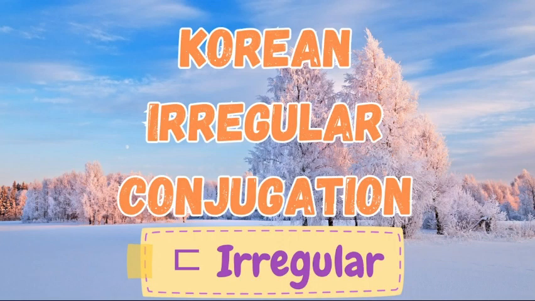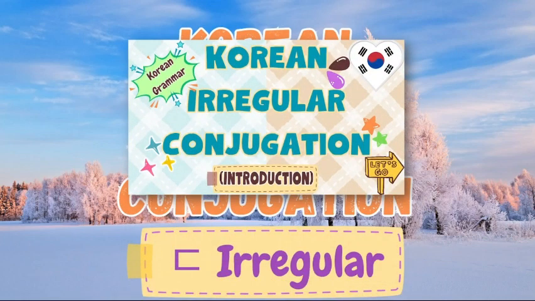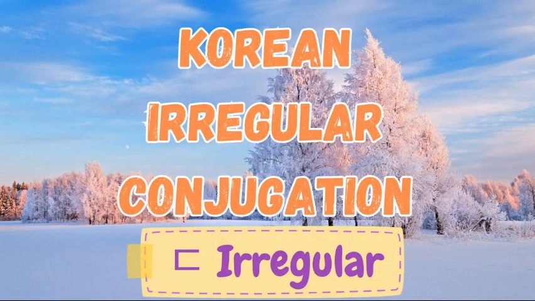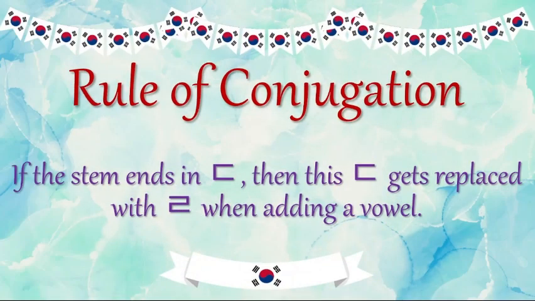Before you watch this video, I would suggest you all to go and watch this particular video where I introduced you all to Korean Irregular Conjugation. Now we already know that there are 7 irregulars in Korean language. I already explained the sheer irregular. Now in this video, we are going to learn about the Tigit irregular. So without wasting any time, let's start with the rule of conjugation for this irregular.